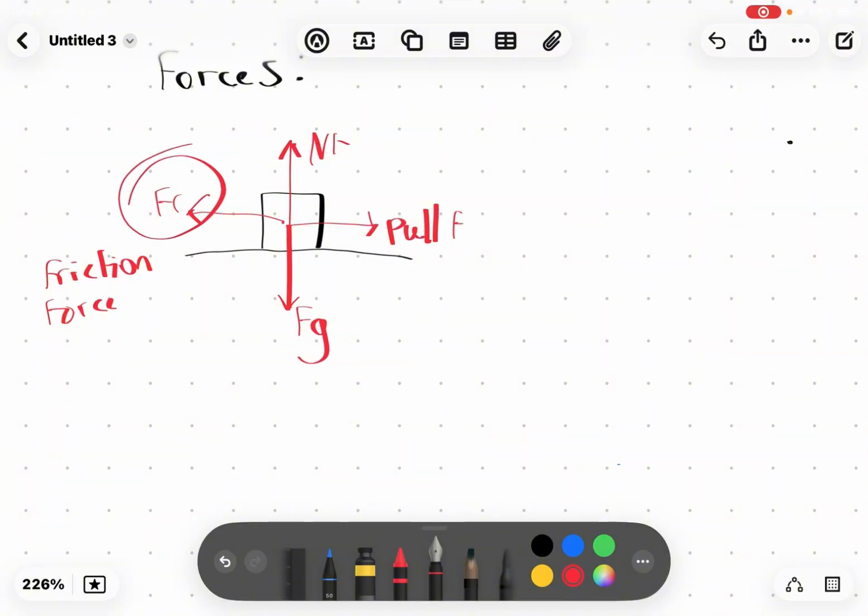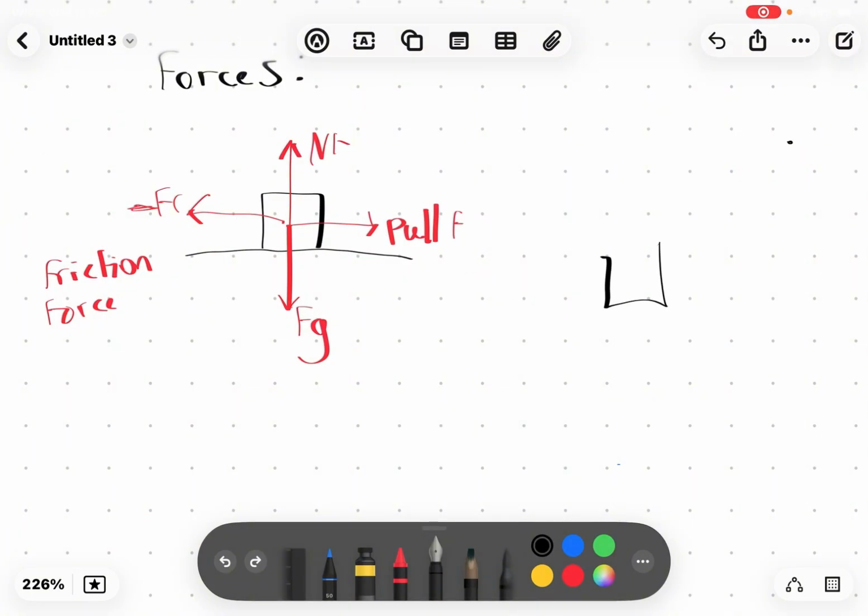So most situations do have friction force, and friction force is the opposite of the pulling force. Basically it's a negative force. Think of the friction force as a negative force compared to the pull force. That's kind of how it is.